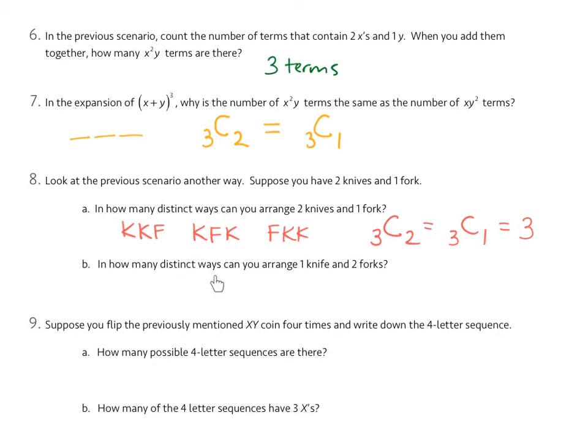Part B. In how many distinct ways can you arrange 1 knife and 2 forks? If I again use K and F, I can put the knife first, and then 2 forks, or I can put a fork first and the knife in the middle, and then another fork, and finally I can place the 2 forks first and put the knife third. There are 3 distinct ways that you can arrange 1 knife and 2 forks.